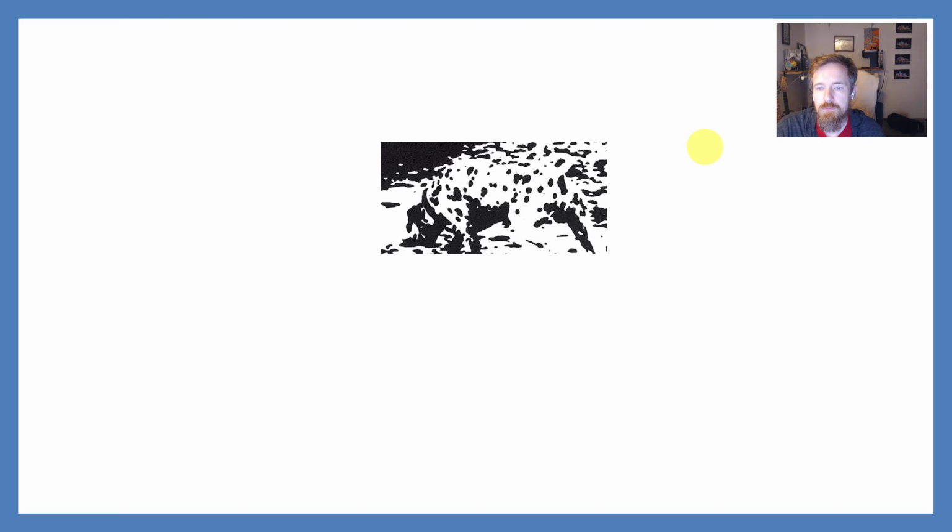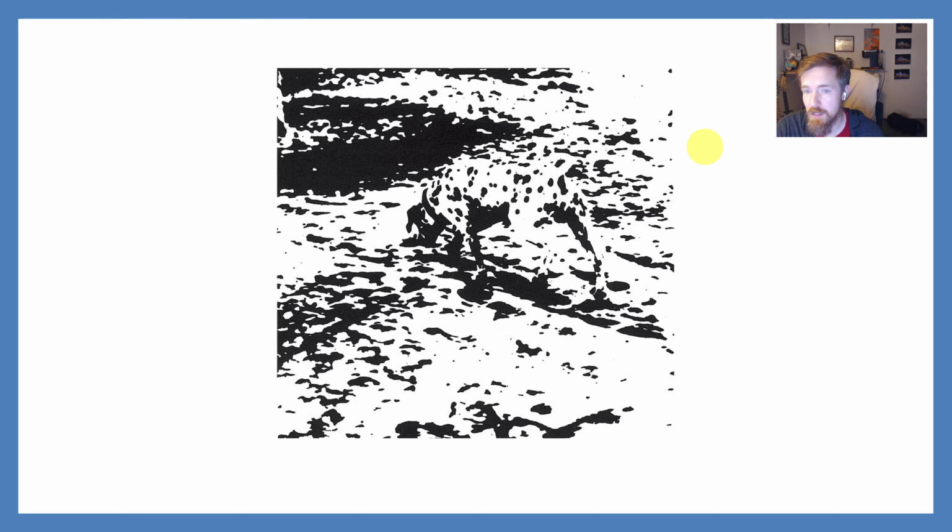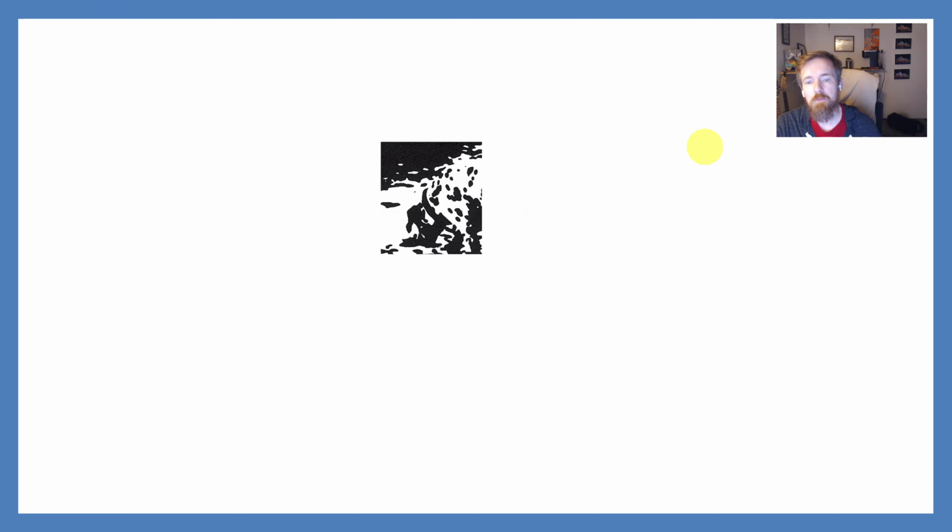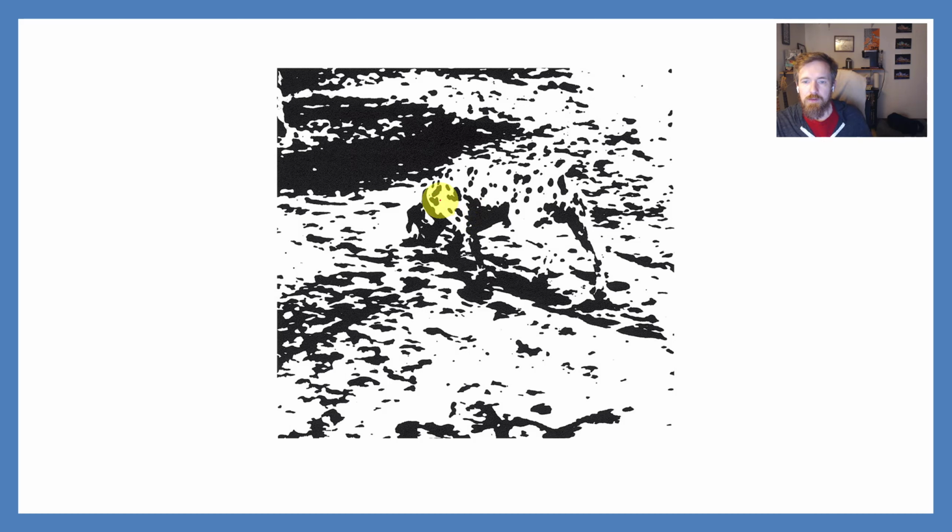Here is one more example. So what do you see here? What about now? And again, I'm giving you some more context. What do you see now? Some of you might see that this is a dog, and that this dog is sniffing at the ground. So if you don't see it yet, here is the nose of that doggy sniffing at the ground.